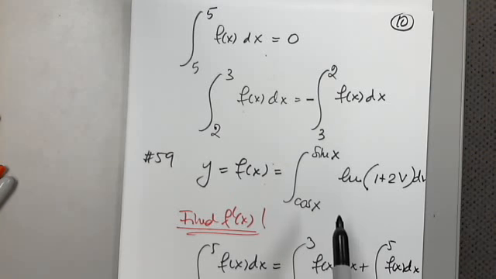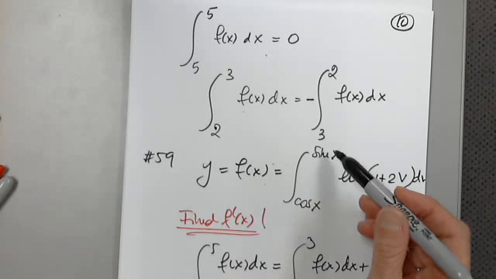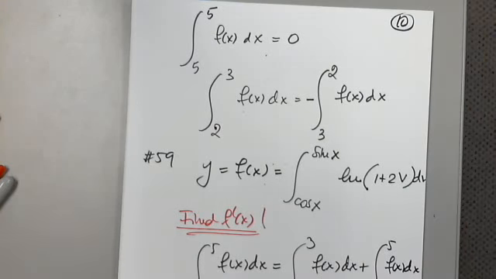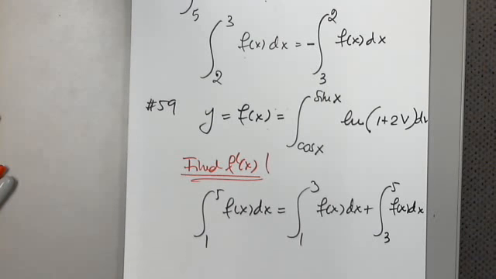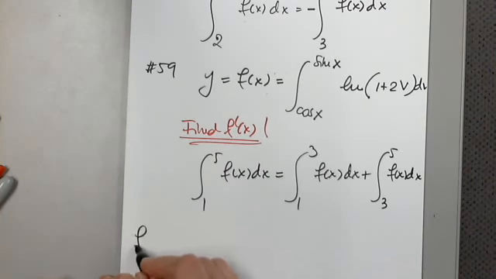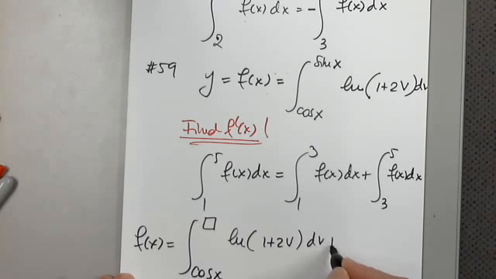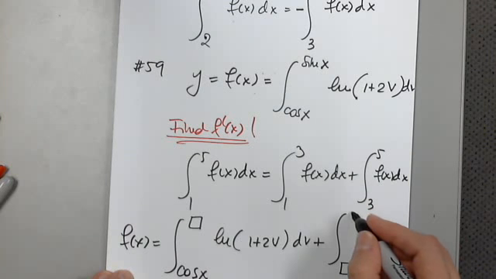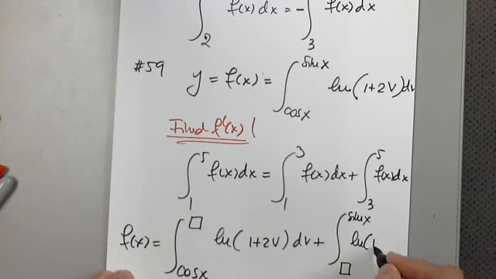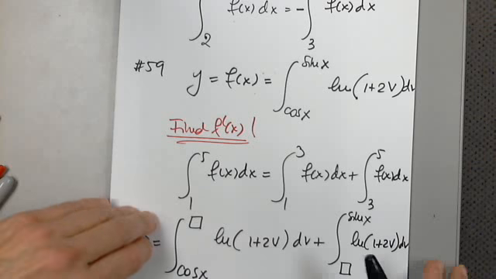I'm going to break this interval somewhere between this lower limit and the upper limit. And you can say, fine, that's wonderful, where are you going to break it? I don't care. Okay, here it is. The integral from cosine x to any number you want of natural log of 1 plus 2v dv plus, and it must start at the same number, not that it matters at the end, to sine x of natural log of 1 plus 2v dv. You can say I want 0 in there, put 0. You can say I want 1500 in there, put 1500. It doesn't matter.